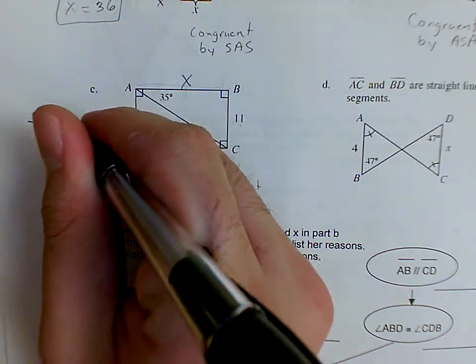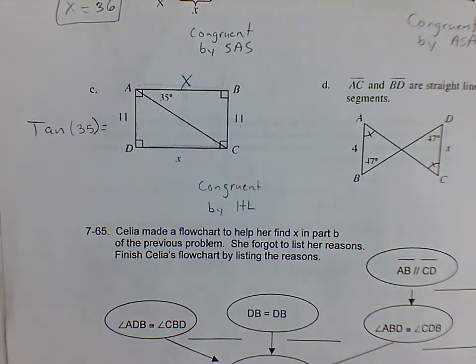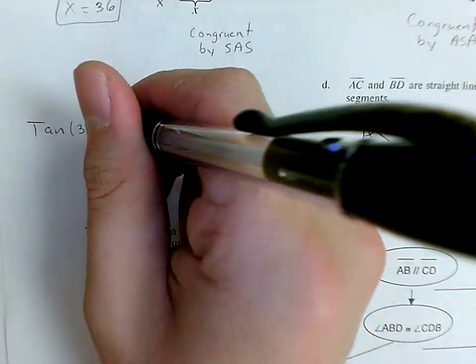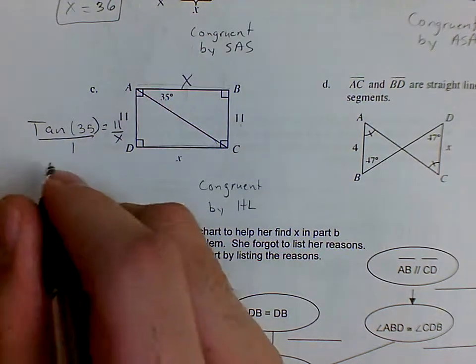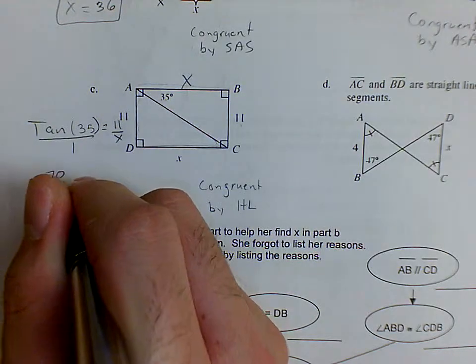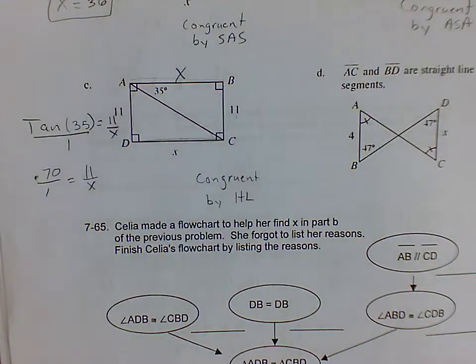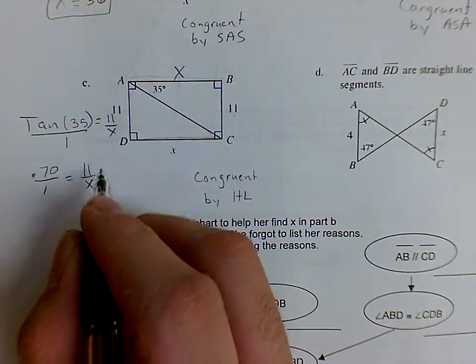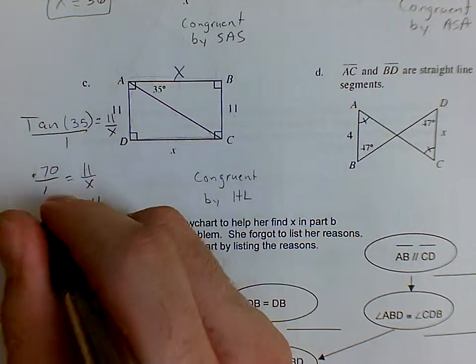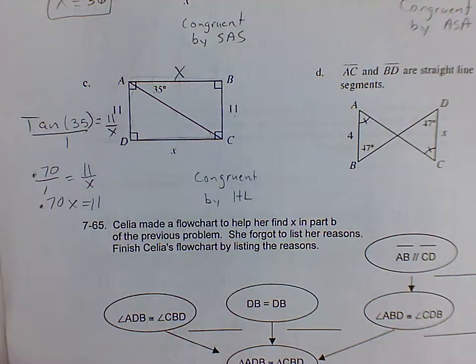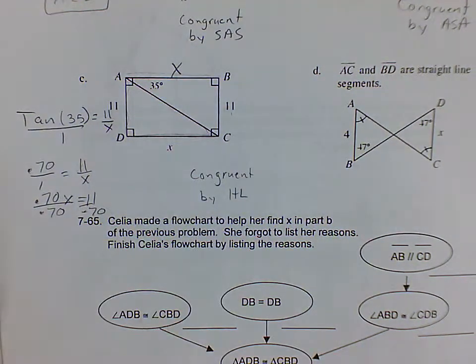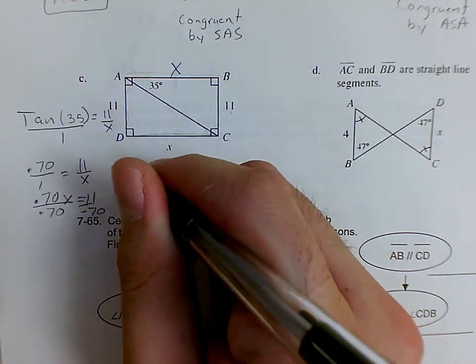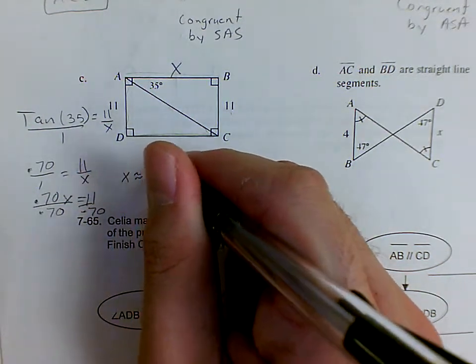So tangent of 35 is going to equal the opposite over the adjacent, so equals 11 over x. Put it over 1. Go ahead and plug that into your calculator, the tangent of 35. That's going to equal 0.70. So 0.70 over 1 equals 11 over x. All right, we can cross multiply. We get 1 times 11, it's going to be 11, and 0.70 x over here, divided by 0.70. When you put that into your calculator, you get x is approximately 15.71.